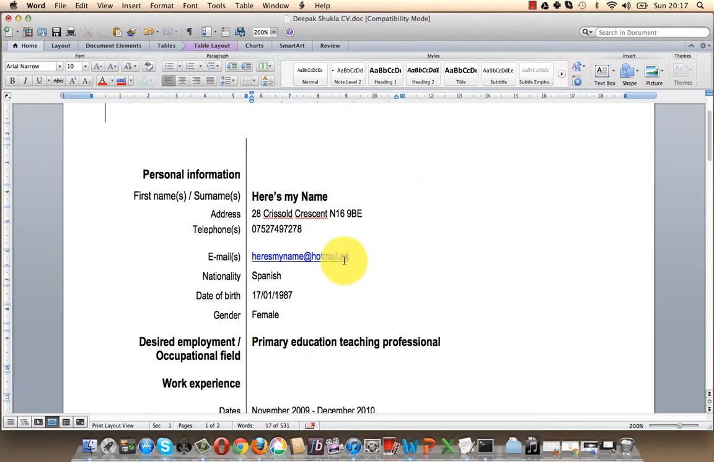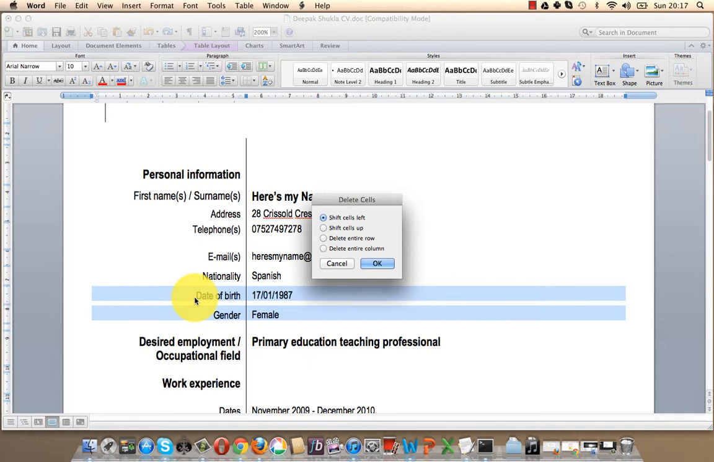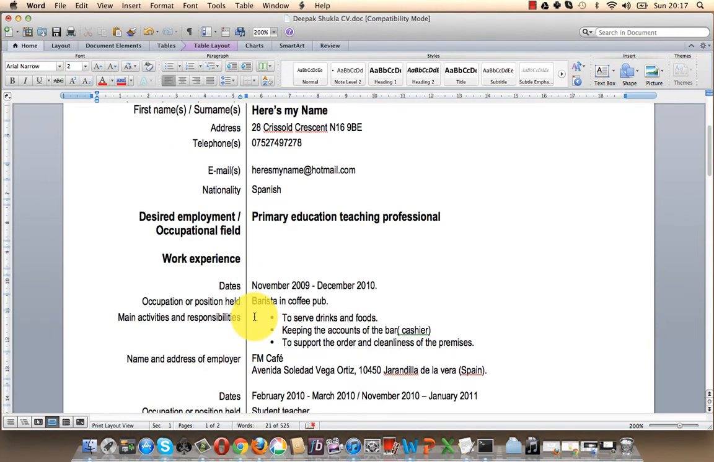If you're applying for a job, get rid of the .es or the .it and change it to a .com or a .co.uk, the reason being that they are UK recognised. Right, next thing is if you've got your date of birth and gender here, remove that. UK employers aren't allowed to discriminate based upon your age nor your sex.